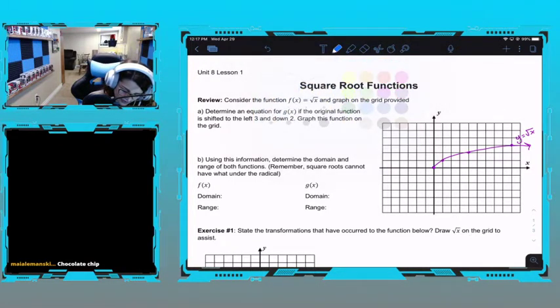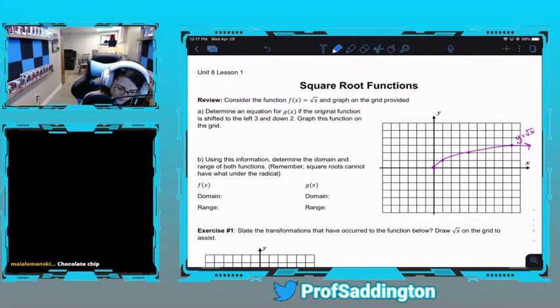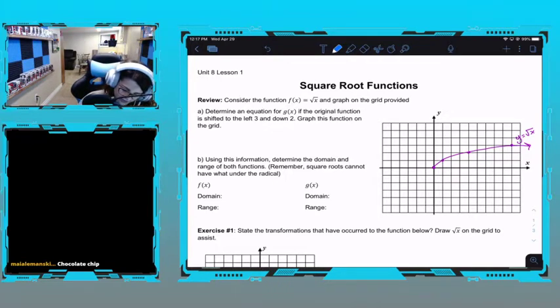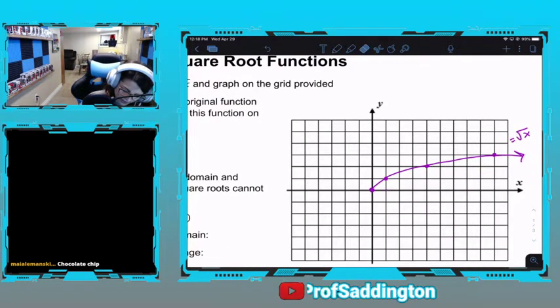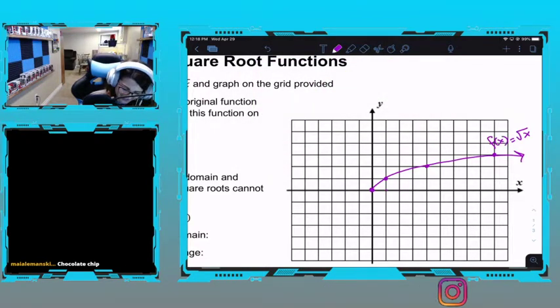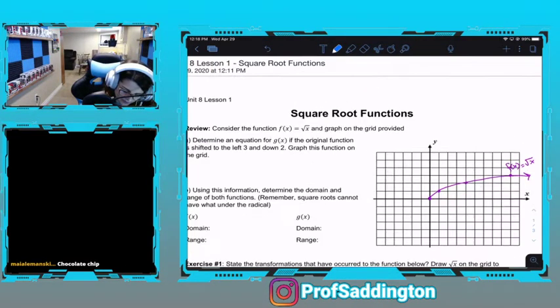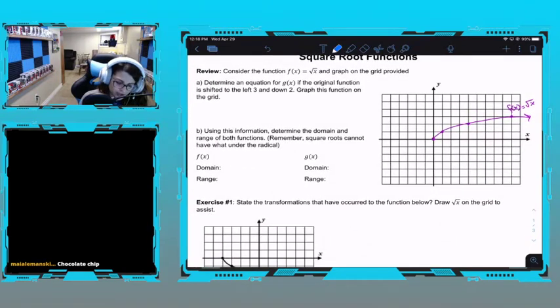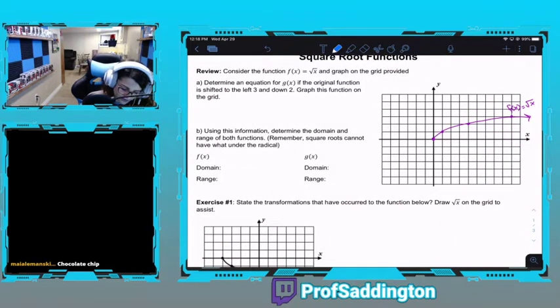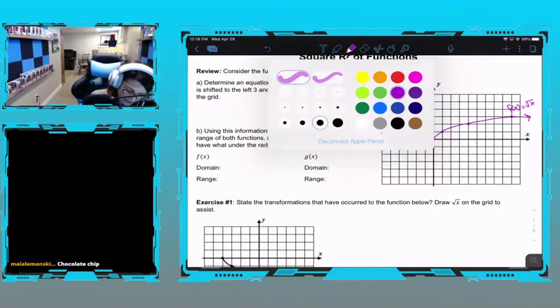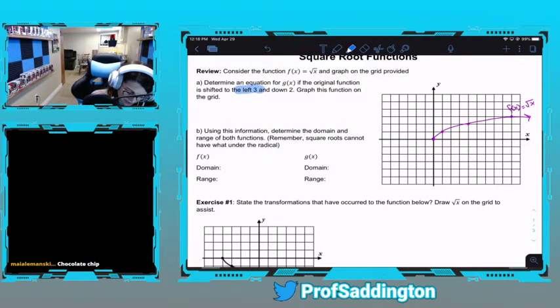So next is determine the equation for the function. Oh, I should have named that as f of x. I'm going to fix that first. There we go. F of x. Much better. All right. So determine the equation for g of x if the original function is shifted left 3 and down 2.